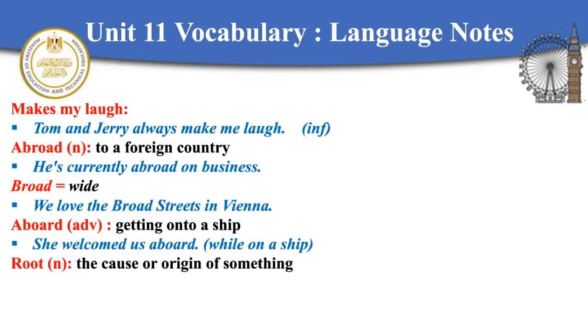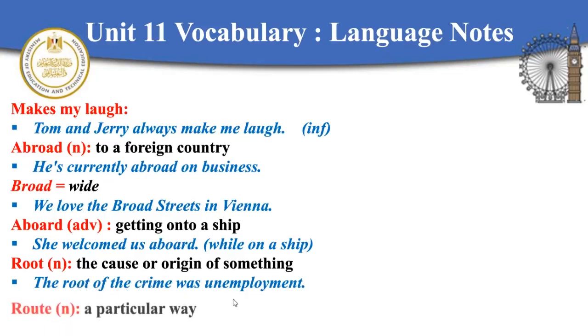We have the word root again. The cause or the origin of something is the root. The root of the crime was unemployment. So what is the reason behind it? What is the cause of the crime? It's unemployment. We have the word route, a particular way.